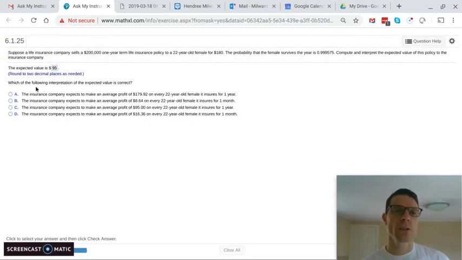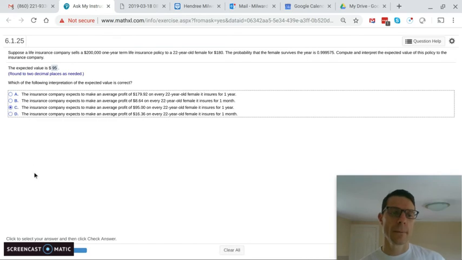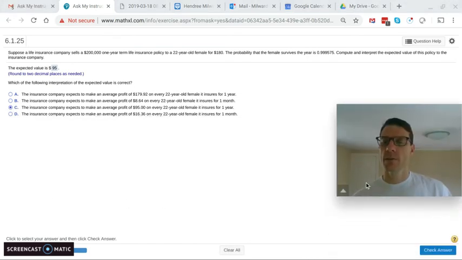And what's the following interpretation of expected value? It's just what I said just a second ago. The insurance company expects to make an average profit of $95 on every one of these policies that they issue, for a 22-year-old female that they insure for 1 year. Okay, so I hope that helps on this question.